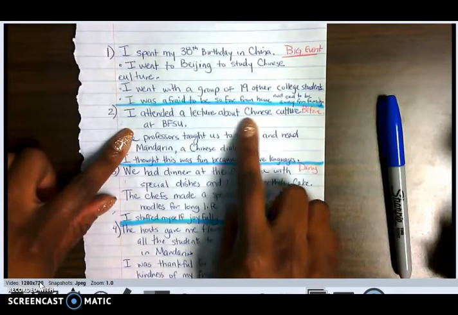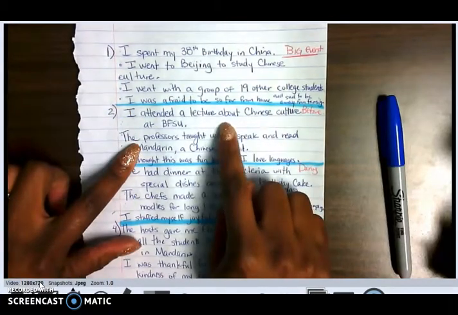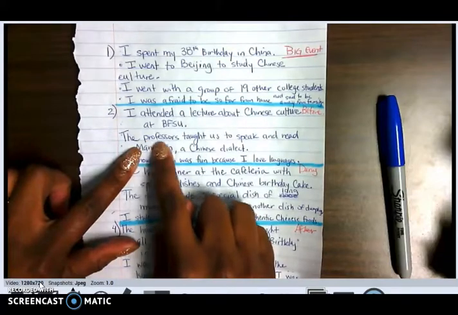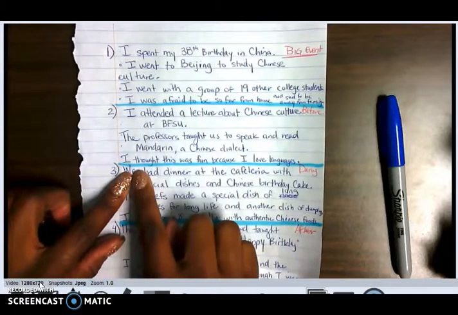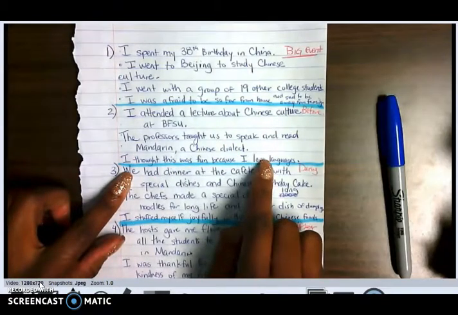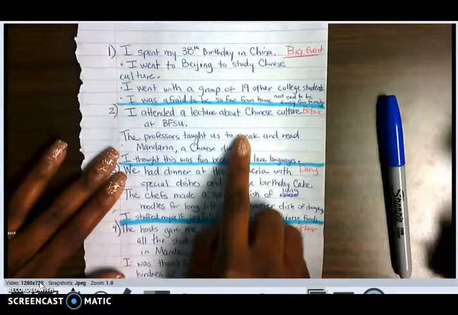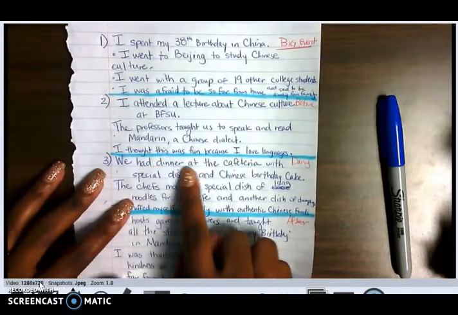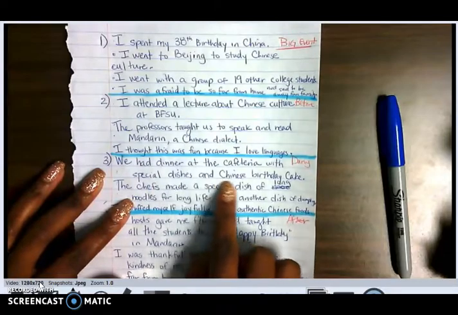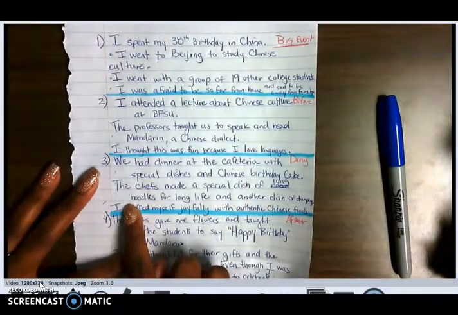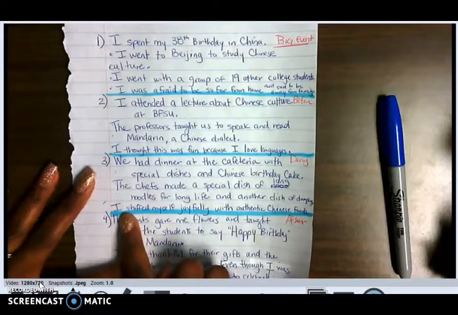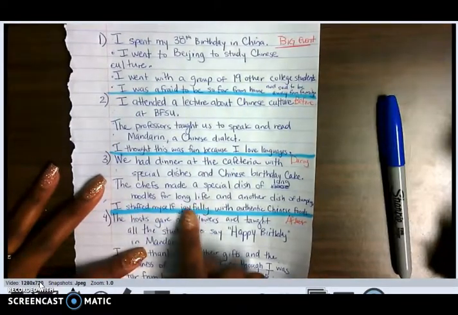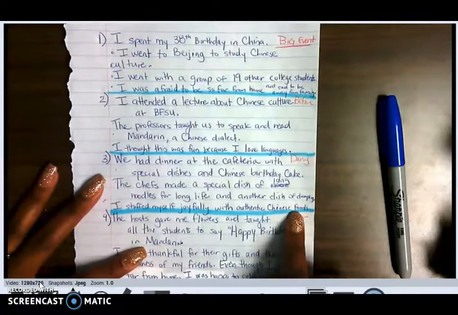The second part, I attended the lecture about Chinese culture at BFSU. The actions, the professors taught us to speak and read Mandarin, a Chinese dialect. The emotions, I thought this was fun because I love languages. That's the before. The during, we had dinner at the cafeteria with special dishes and Chinese birthday cake. The actions, the chefs made a special dish of long noodles for long life and another dish of dumplings. Emotions, I stuffed myself joyfully with authentic Chinese foods.